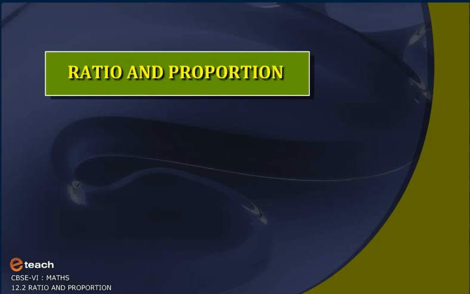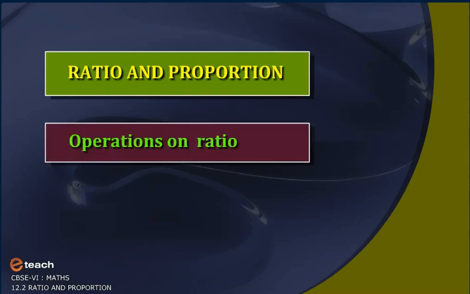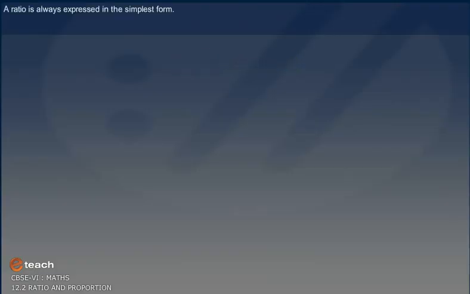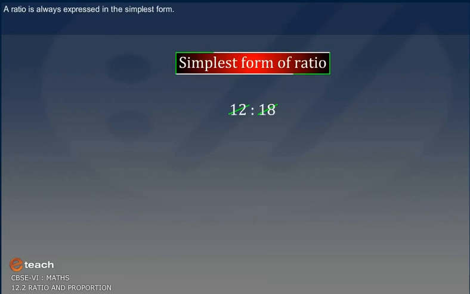Ratio and proportion. Operations on ratio. Simple form of ratio, equivalent ratios, comparison of ratios, and dividing in ratio. A ratio is always expressed in the simplest form.